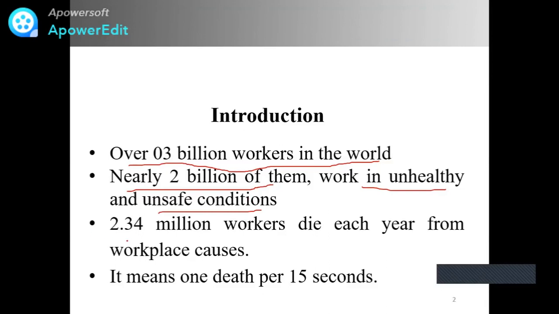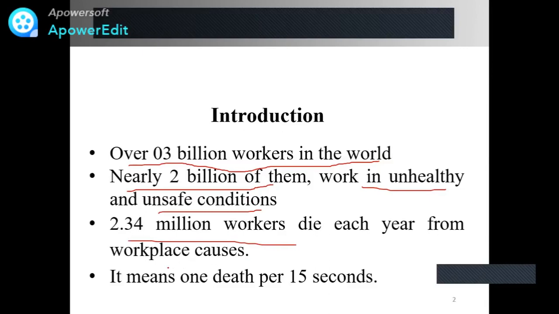Then 2.34 million workers die each year from workplace causes. The causes may be accidents, safety issues, or health issues. It means one death per 15 seconds.